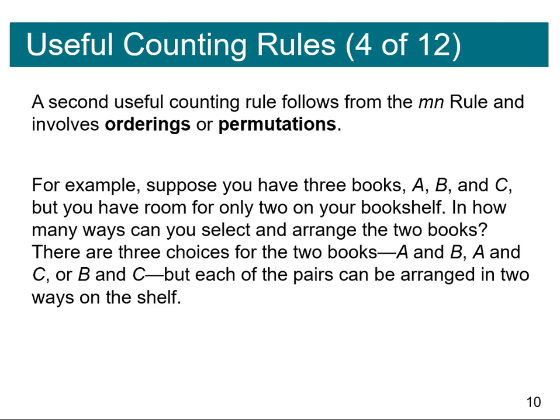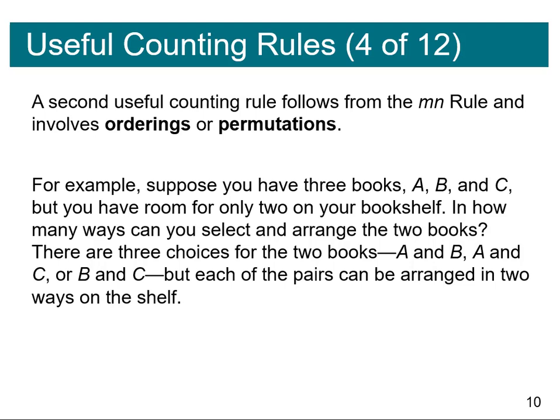Okay, the next one, a second useful counting rule. So the first useful counting rule was the MN rule, or the extended MN rule. A second useful counting rule follows from the MN rule and involves orderings or permutations. Okay, so what does that mean? For example, suppose you have 3 books, A, B, and C, but you have only room for 2 of these on your bookshelf. In how many ways can you select and arrange the 2 books?